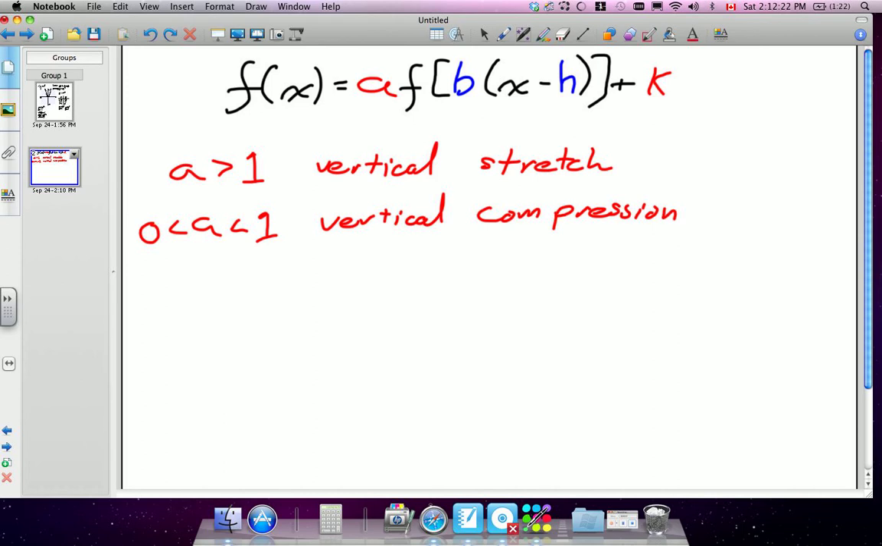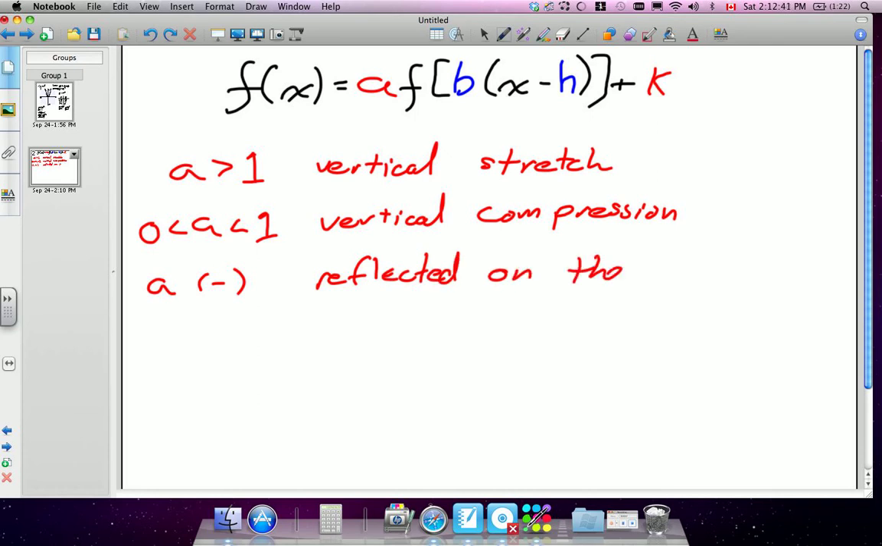And finally, if A is negative, so I'm going to say if A is negative, the graph is reflected on the x-axis. Okay. Have you ever seen anything?